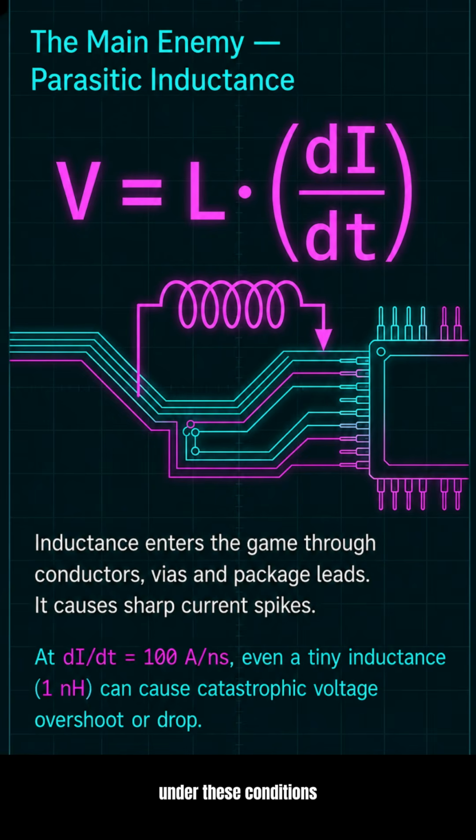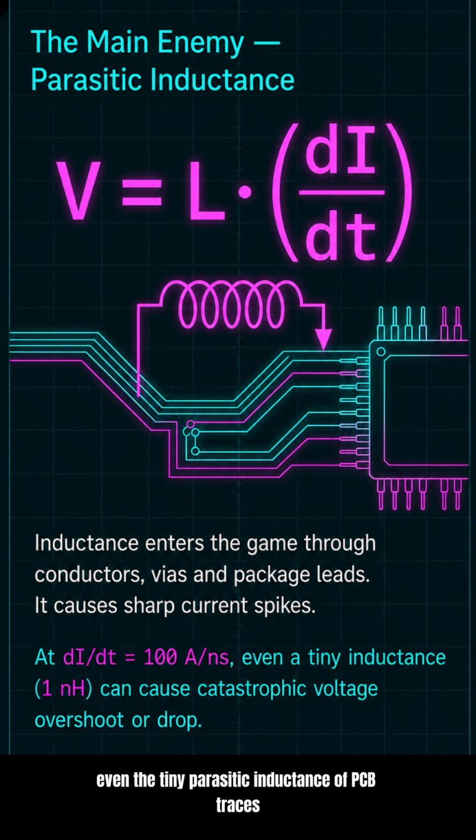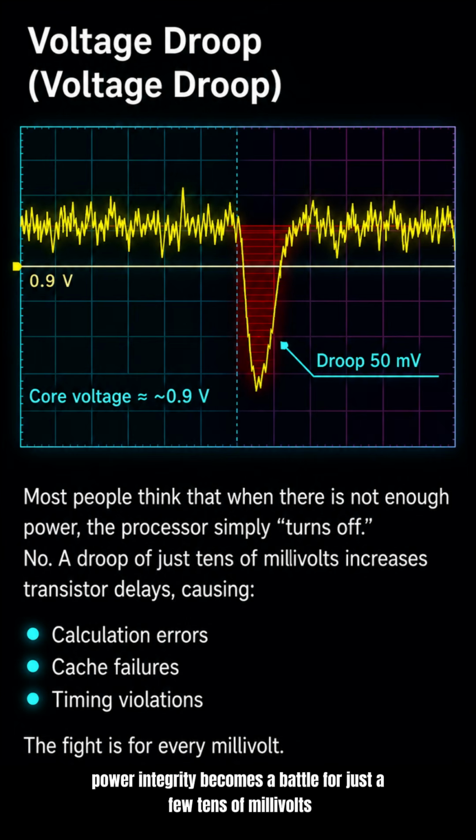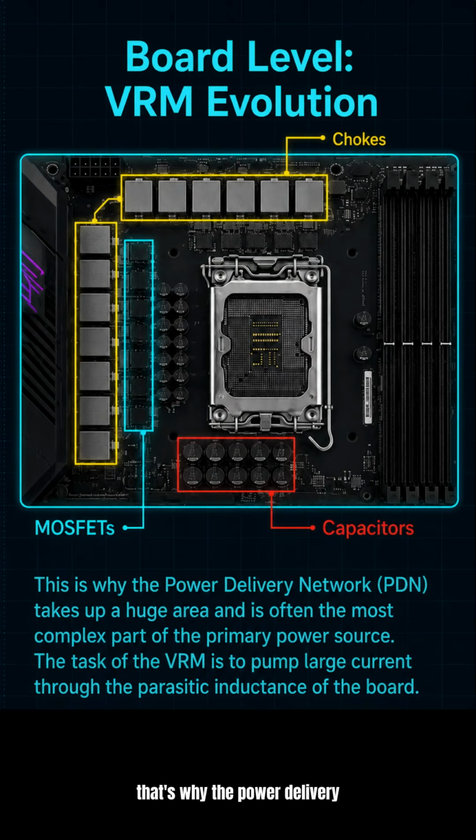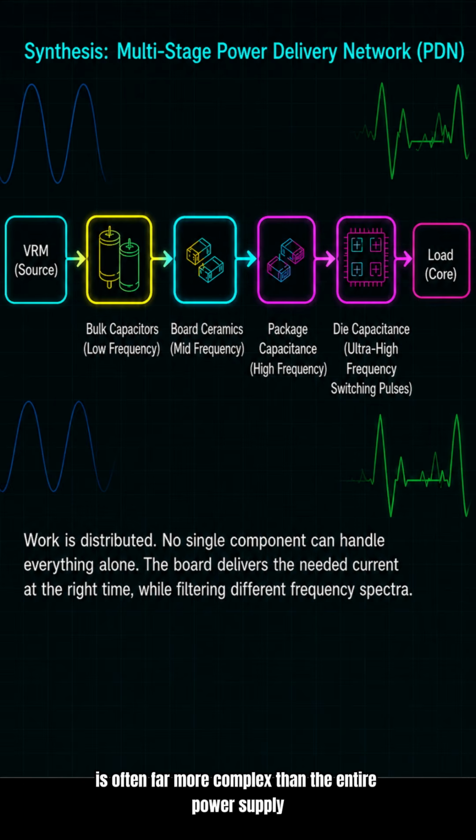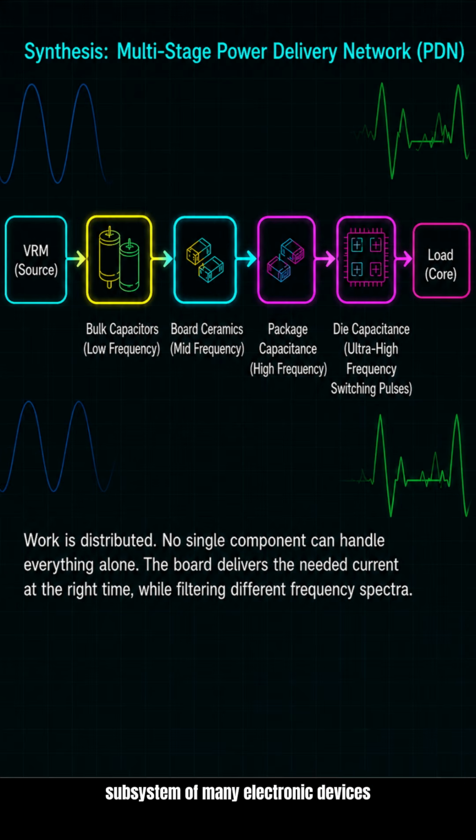Under these conditions, even the tiny parasitic inductance of PCB traces, vias, package leads, and power distribution paths creates noticeable voltage droop. At this level, power integrity becomes a battle for just a few tens of millivolts. That's why the power delivery network, PDN, of a modern processor is often far more complex than the entire power supply subsystem of many electronic devices.